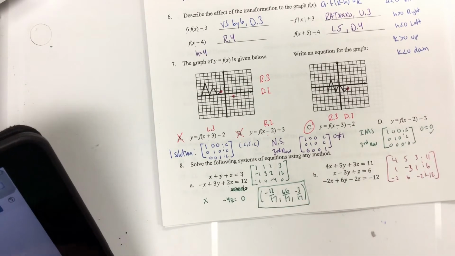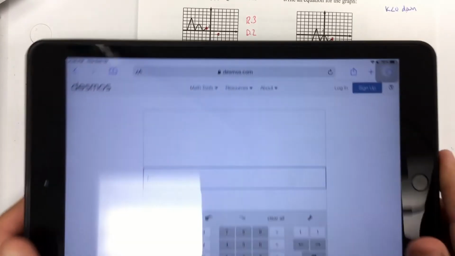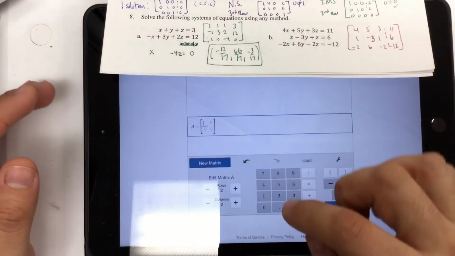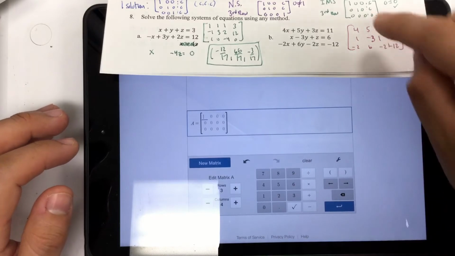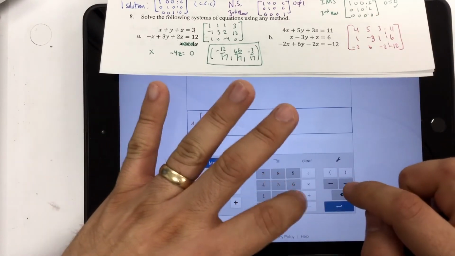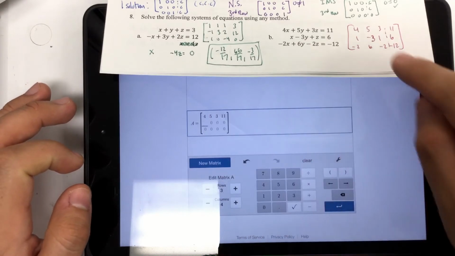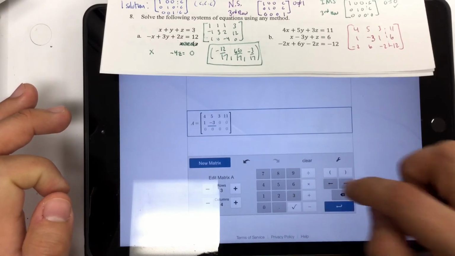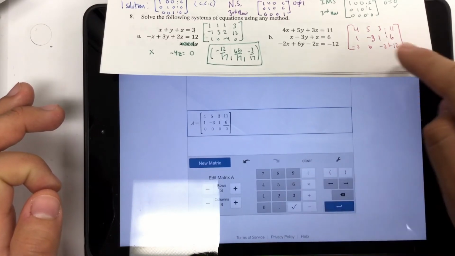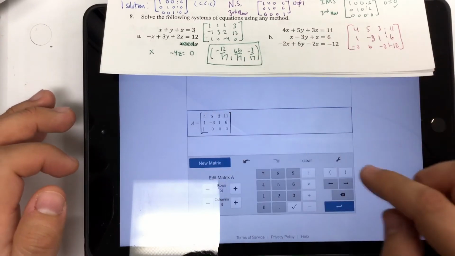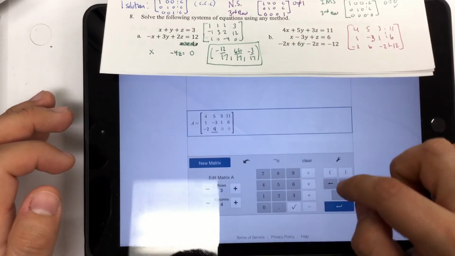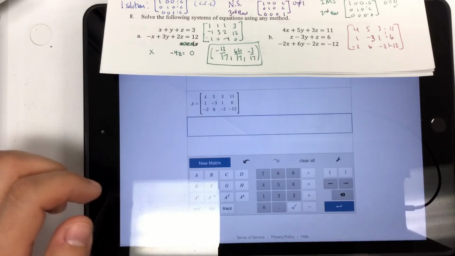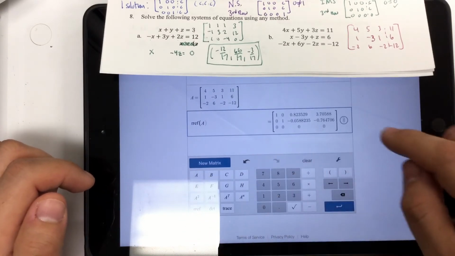All right, and then we're going to do this again into here. I'm going to do a new matrix. It's again 3 by 4. So 4, 5, 3, 11. Then we have 1, -3, 1 and 6. And then we have -2, 6, -2, -12. Okay, then we do our ref, matrix A, and then we have this here, so let's make it fractions.